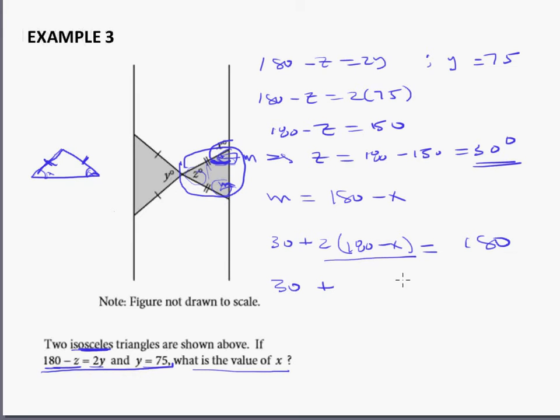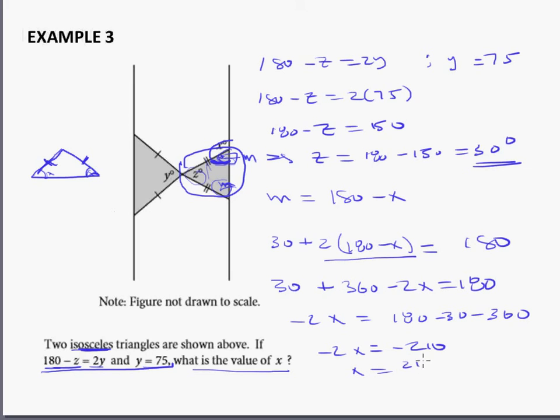That means 30 plus 2 times 180 is 360, minus 2x, is supposed to be equal to 180. And therefore, minus 2x is equal to 180 minus 30 minus 360. Let's simplify this one. This gives us minus 2x equal to minus 210. And therefore, our x is equal to 210 divided by 2, which is equal to 105. Right, so here we get our x equal to 105.